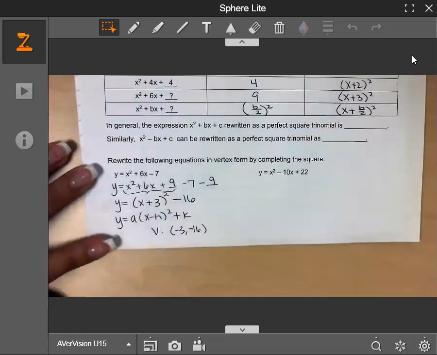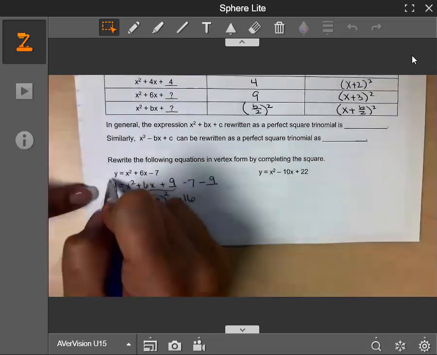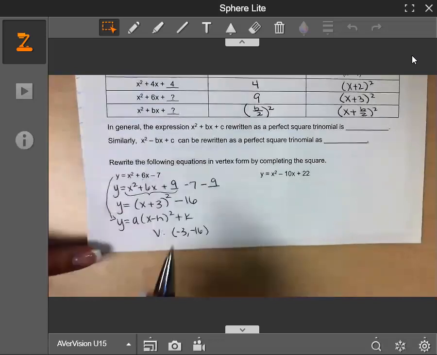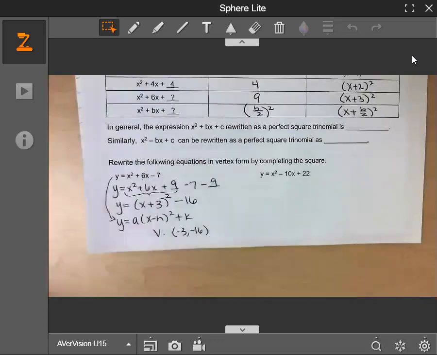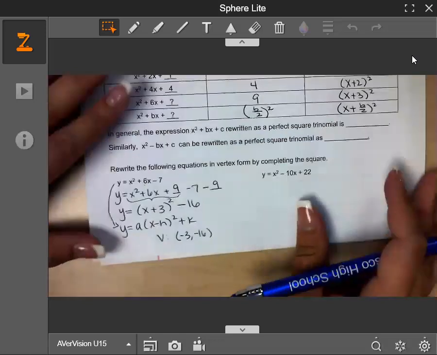There we go. So we took it from the standard form, this is a standard form, and we took it over here to the vertex form. My arrow went a little bit long, but that's the vertex form right there. All right, we're going to try that one more time here.